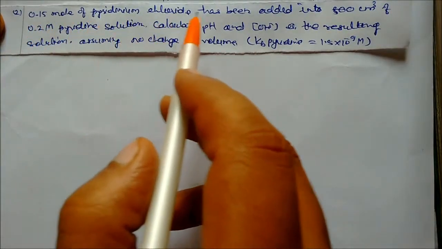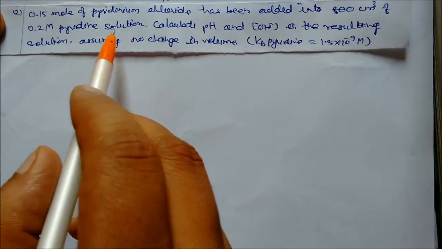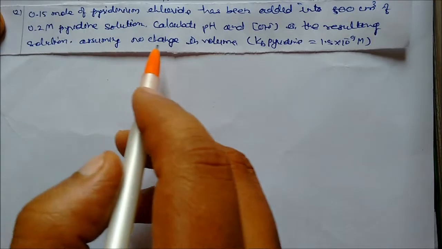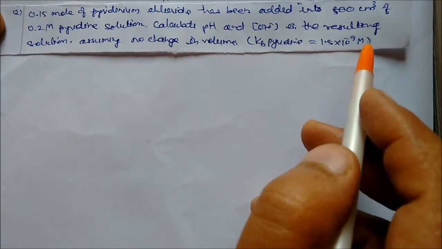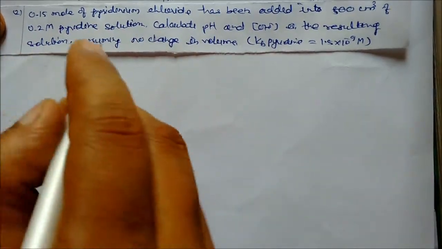Next question: 0.15 mole of pyridinium chloride has been added into 500 cubic centimeter of 0.2 molarity pyridine solution. Calculate the pH and hydroxyl ion concentration in the resulting solution, assuming no change in volume. Kb of pyridine is 1.5 into 10 to the power minus 9. Again we have to use the same formula, but the basic buffer formula.